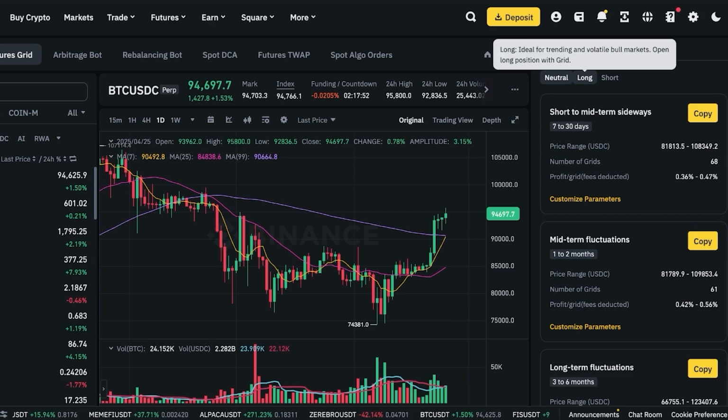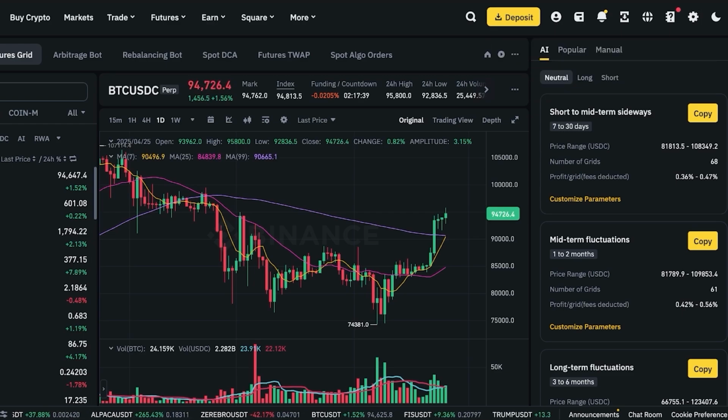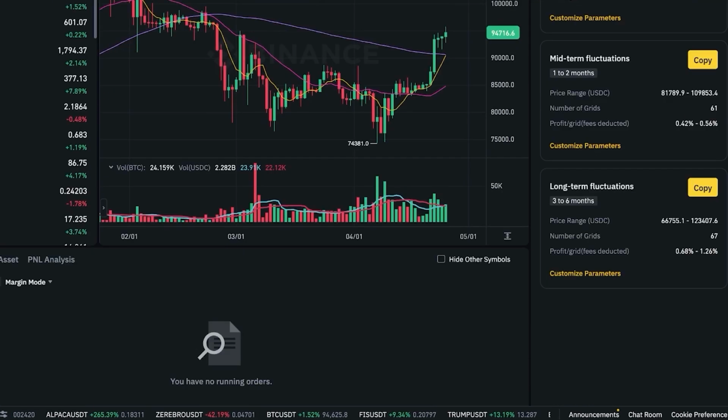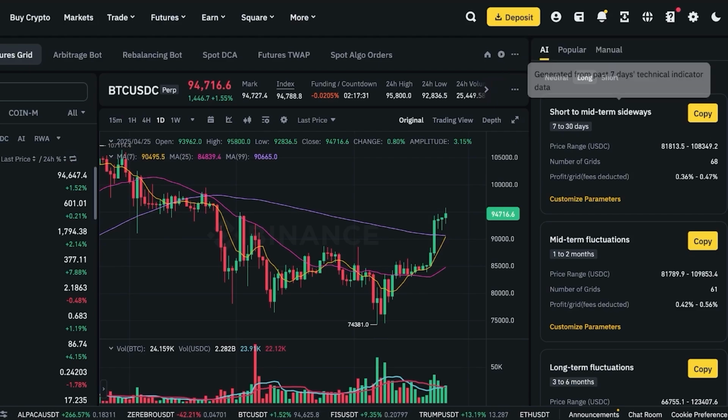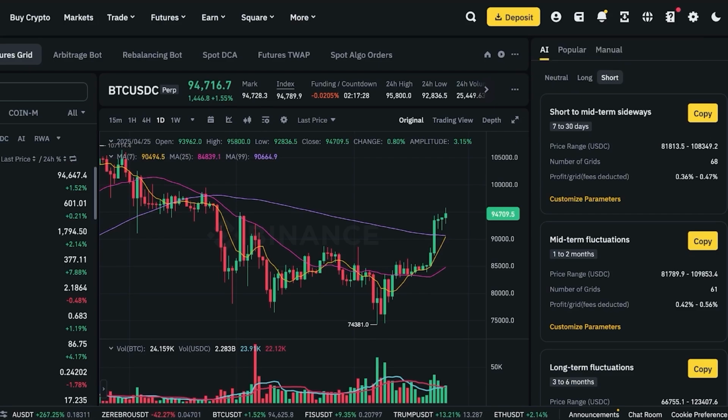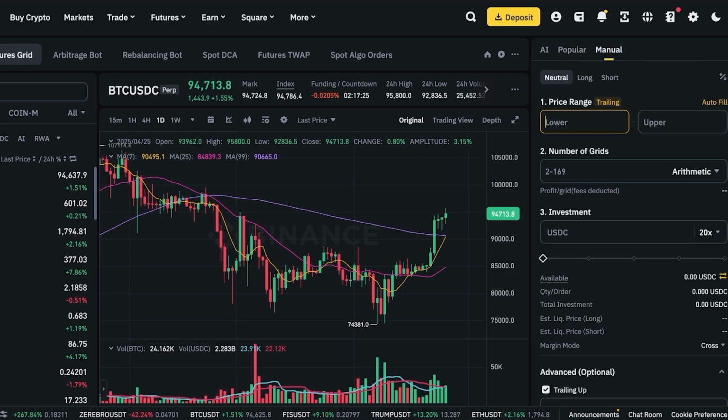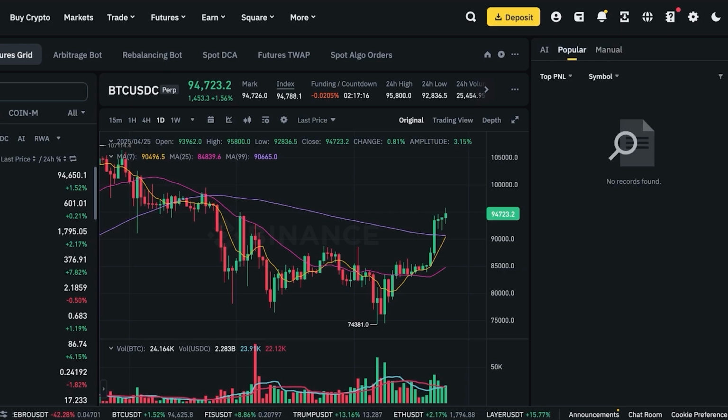Now, this also shows us the time range, what I should be expecting, as well as the profit of each particular grid. Now, from here, you guys can see I have short to mid-term sideways. We have mid-term fluctuations as well as long-term fluctuations. We have long as well as short strategies. We have popular ones as well as manual ones we can set up. You can set up a lower price range and an upper, the number of grids, and the total investment you want to do. Now, if you go for popular ones, you can take a look at the top ROI and basically copy trade other traders.